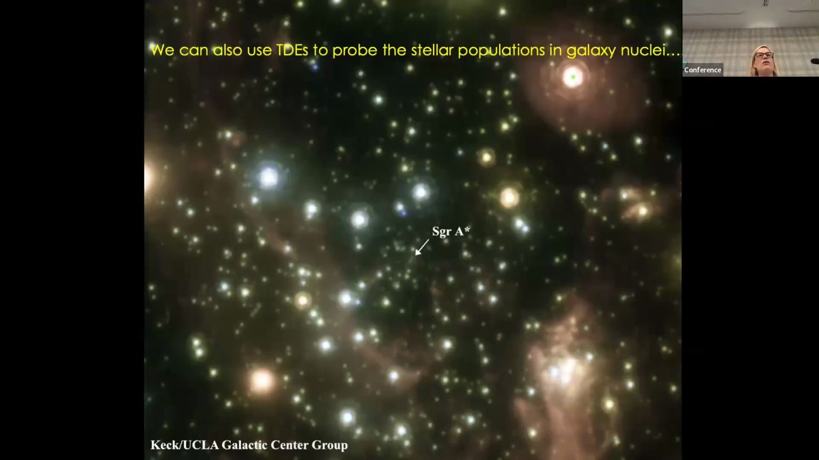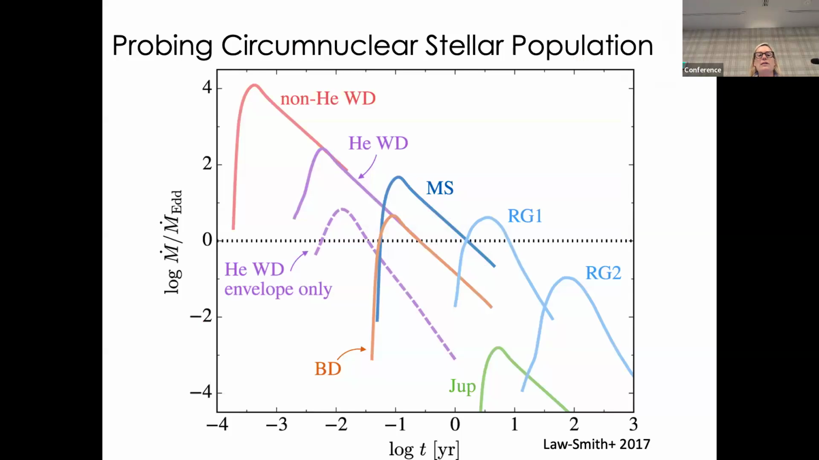Tidal disruption events can also probe the stellar populations in galactic nuclei. Here I show, of course, our own galactic center and its rich population of stars, some of which may approach close enough to be disrupted. And depending on the type of star being disrupted, you're going to get much different peak mass accretion rates as well as time scales. And so in principle, you can distinguish between these different types of stars.